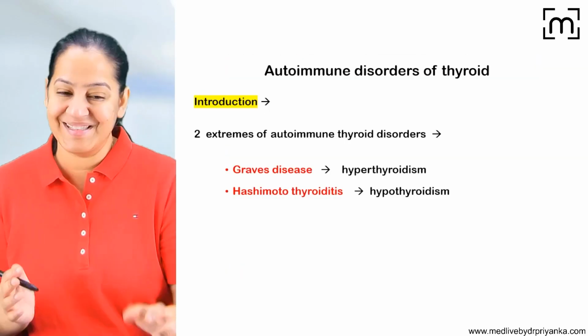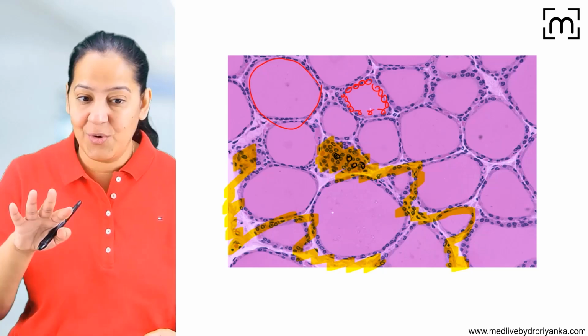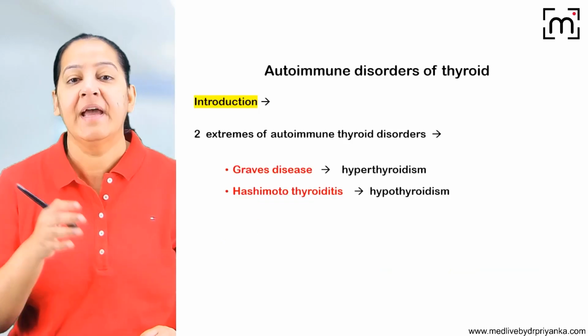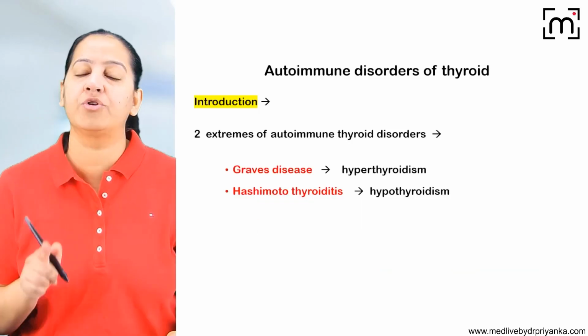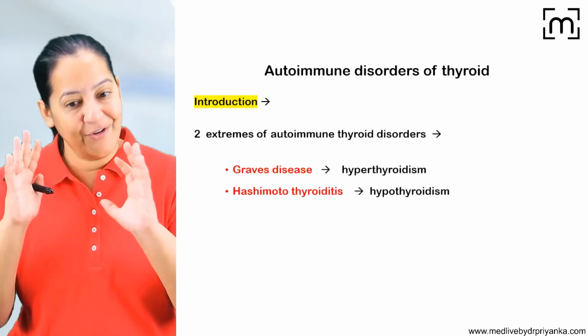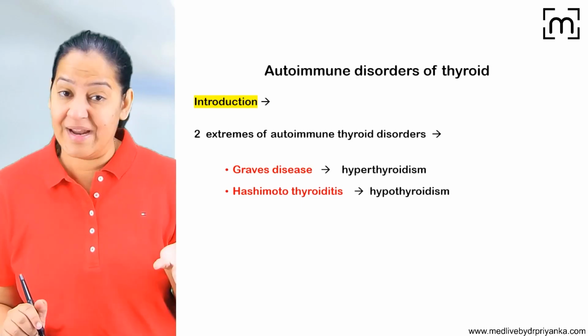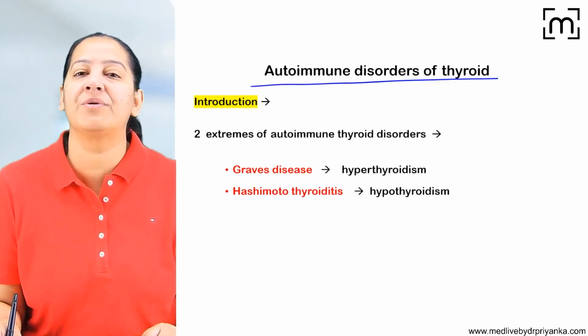Now if you understood this, let's start the topic. Nobody is going to ask you all these things, but it is for your understanding. In your exam, if the question is coming on autoimmune disorders of thyroid in university exam, you have to start writing from here. That was for your understanding. So let's start the topic, autoimmune disorders of thyroid.